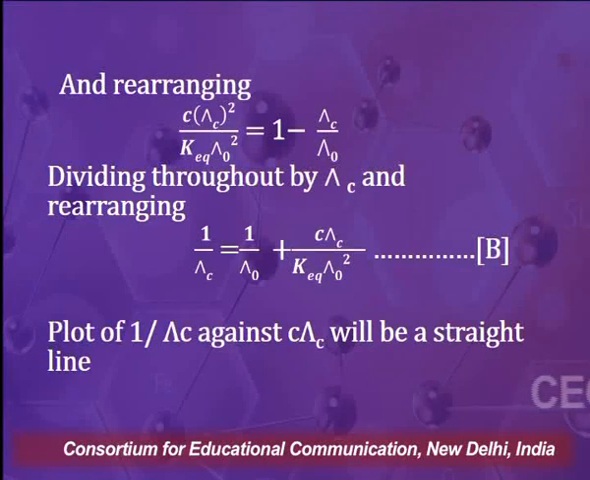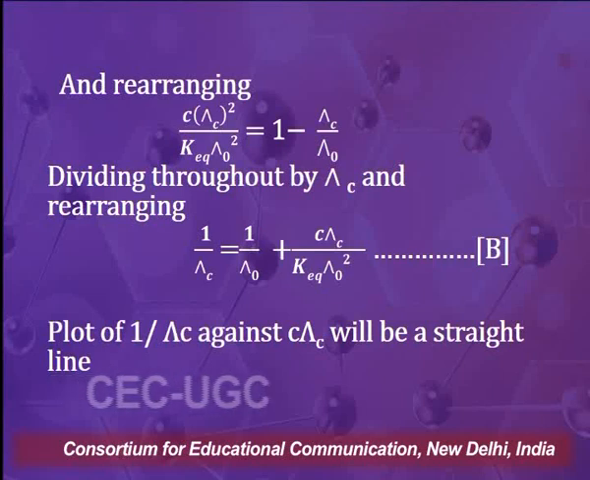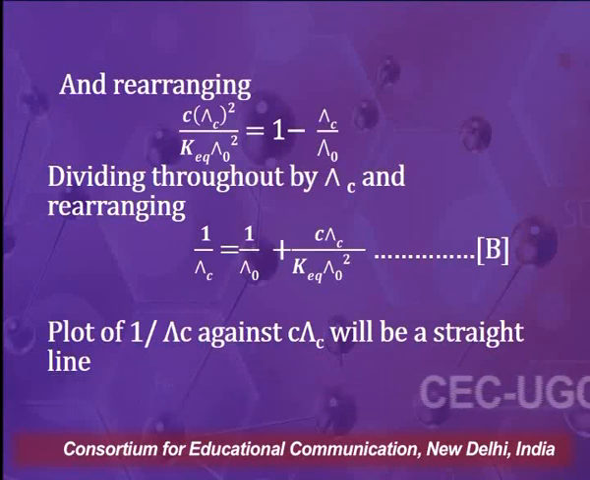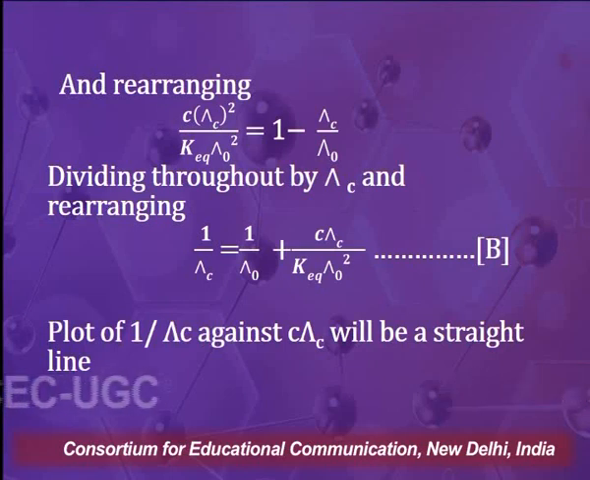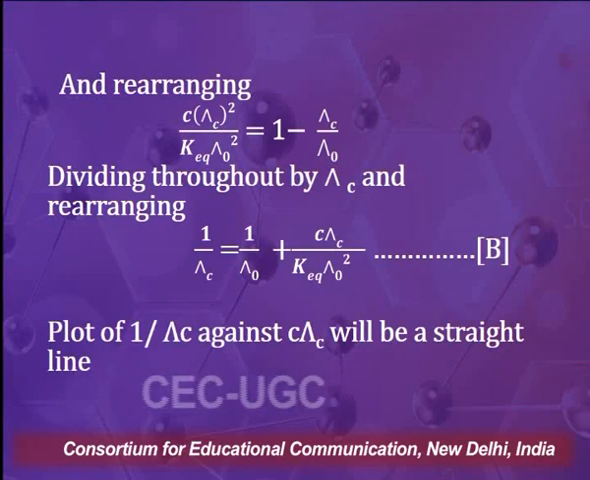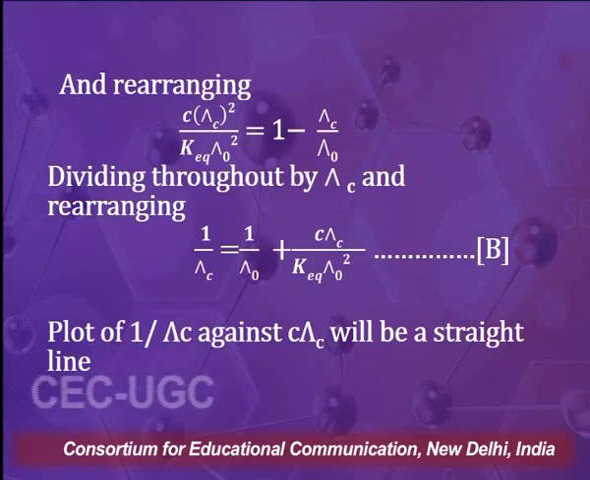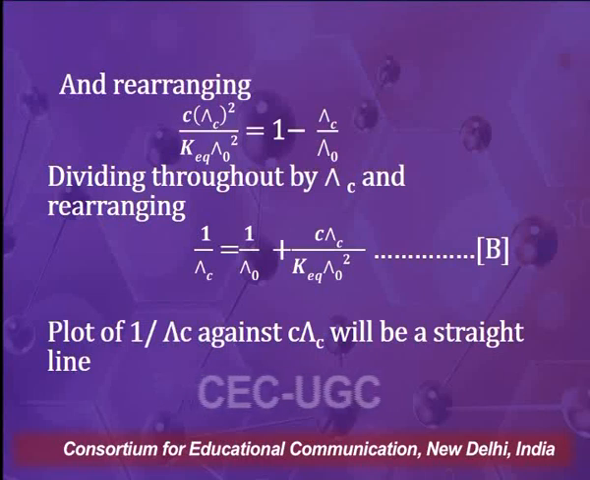When we rearrange, we get C lambda C whole square by K equilibrium lambda naught square is equal to 1 minus lambda C by lambda naught. Dividing throughout by lambda C and rearranging, we get 1 by lambda C is equal to 1 by lambda naught plus C lambda C by K equilibrium lambda naught square.